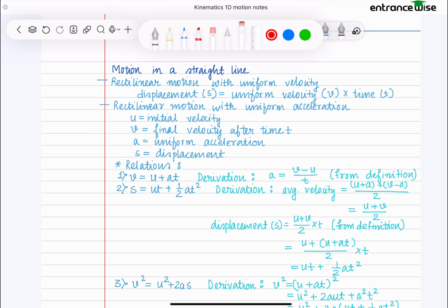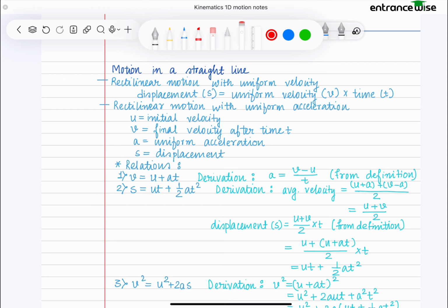Now let's start with motion with uniform velocity. When an object moves with uniform velocity, it means its speed is constant and it covers equal distance in equal intervals of time. In other words, there is no change in the object's velocity. So, mathematically, it can be expressed as S equal to V into T, where V is uniform velocity, T is time and S is displacement.